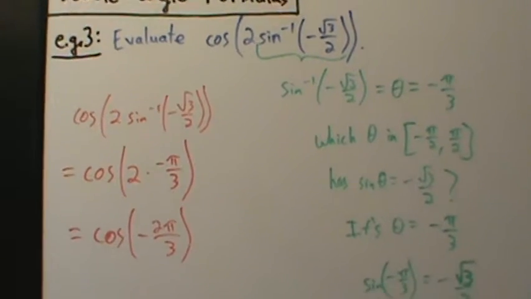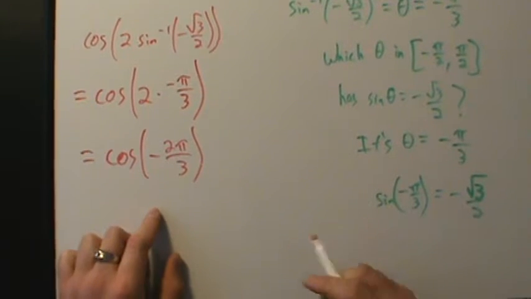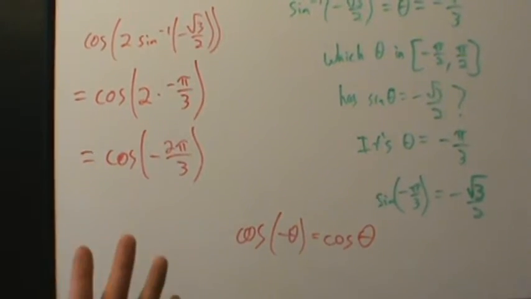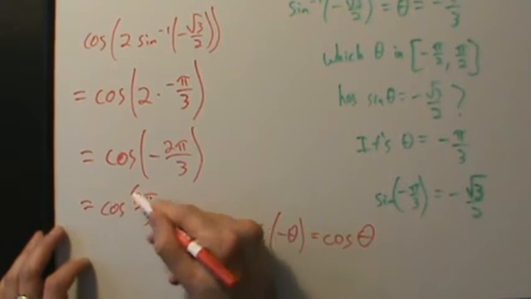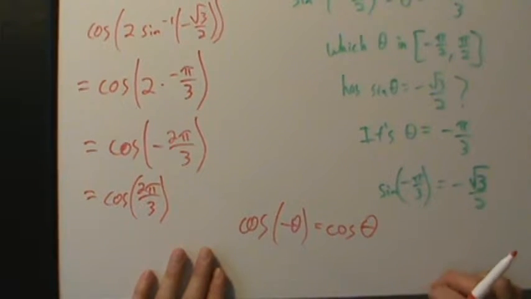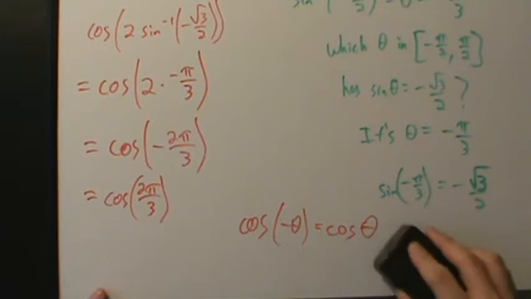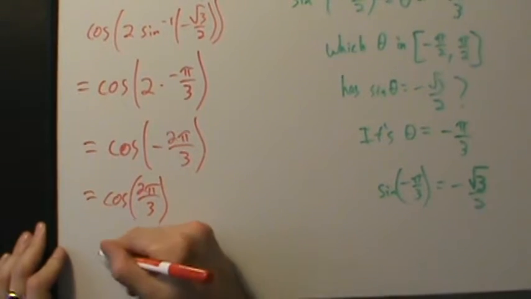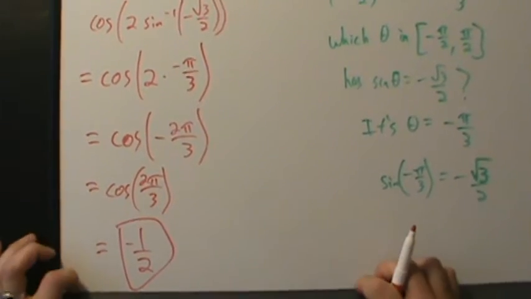From here we can think about the unit circle and go straight back to that, or we can say cosine is an even function, so cosine of negative theta equals cosine of theta for every value of theta. So cosine of negative 2 pi over 3 is the same thing as cosine of 2 pi over 3. It's a really nice property of even functions, especially for the even trig functions, cosine and secant. Now this right here is just a matter of knowing the unit circle. So cosine of 2 pi over 3 is negative 1/2. And that is the answer here.